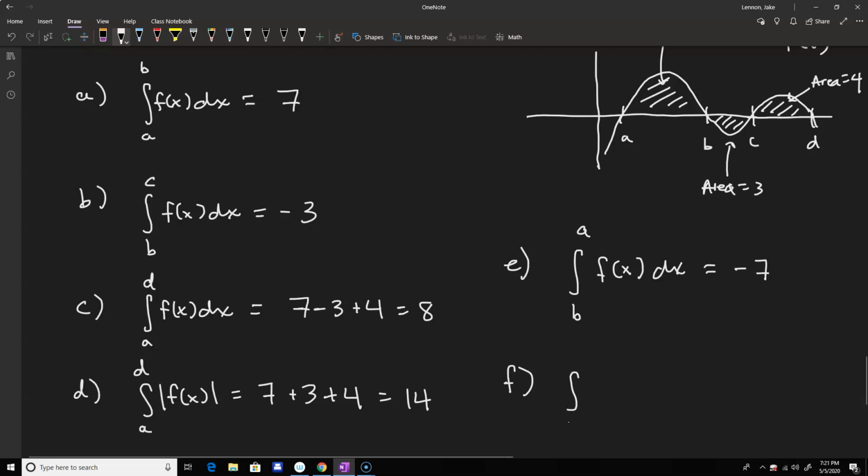So let's go from B to C, but do it backwards. So C at the bottom, B at top, f of x dx, we would actually get the opposite of negative 3, and that would then come out to be positive 3. So that's how we can think of these definite integrals as signed values.